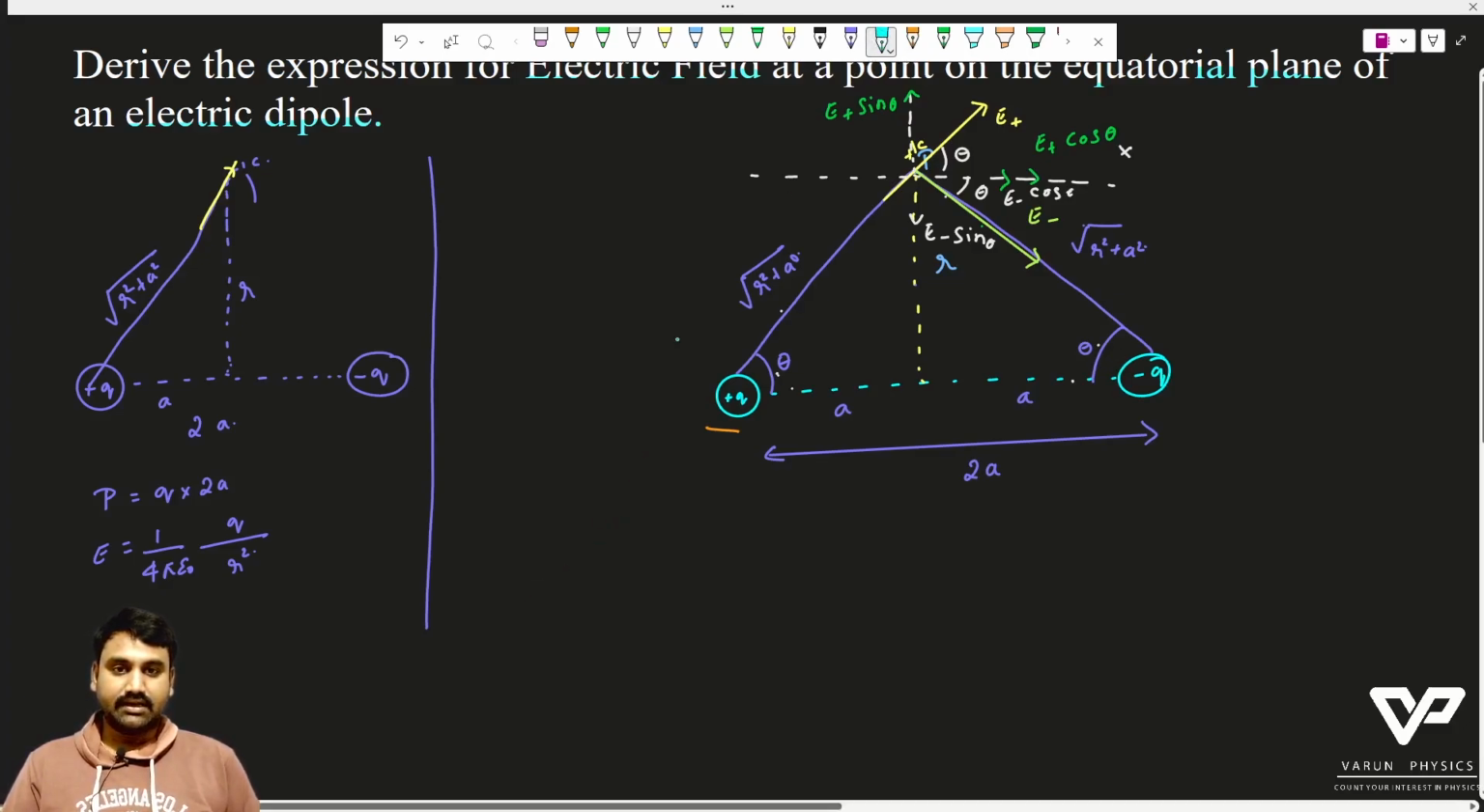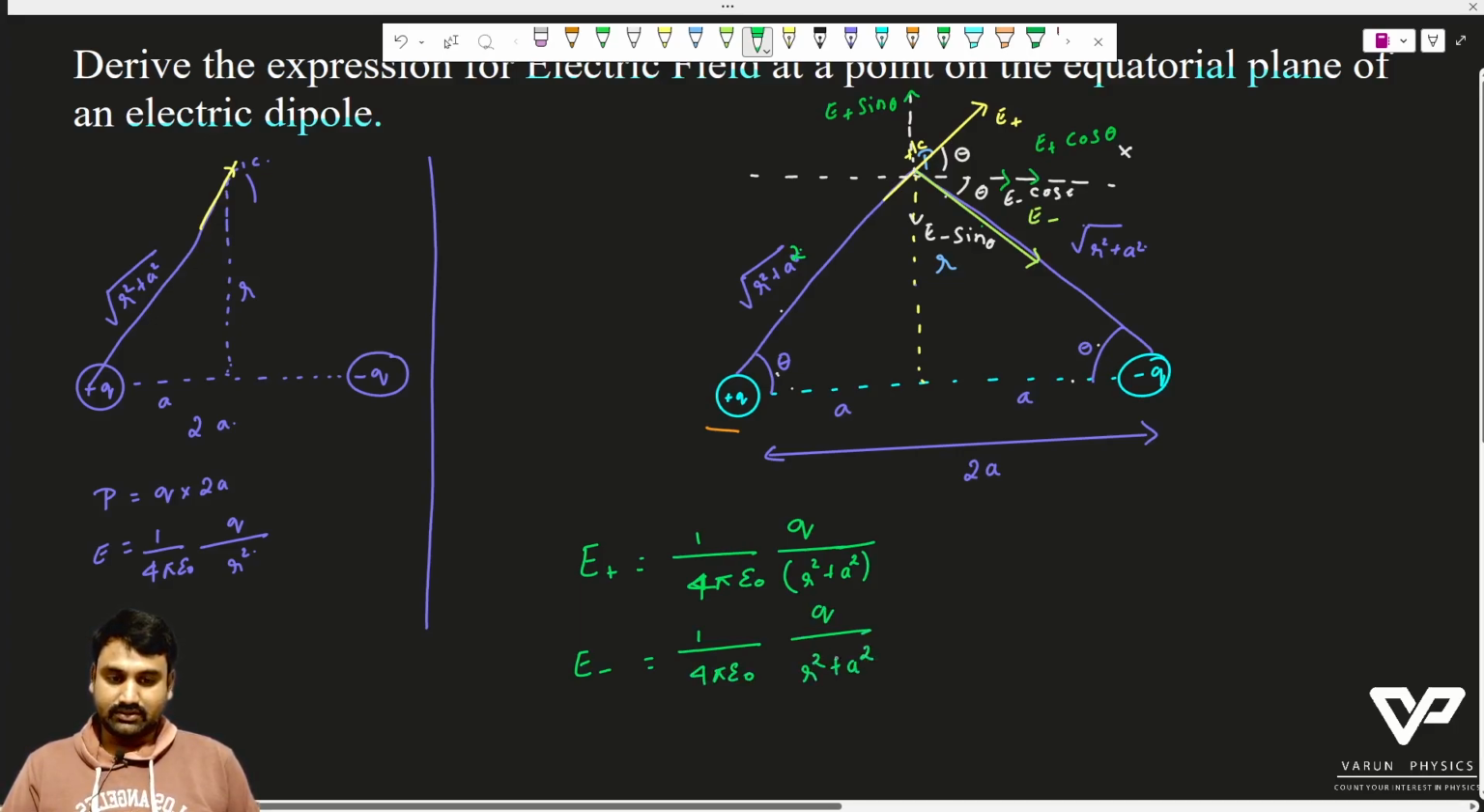First, if I take E plus, it is equal to 1 by 4 pi epsilon naught q divided by the square root of r square plus a square, whole squared, so the root will get cancelled. Similarly, for E minus, it is equal to 1 by 4 pi epsilon naught, and we get the same value, r square plus a square.